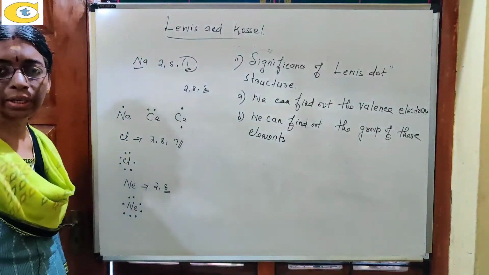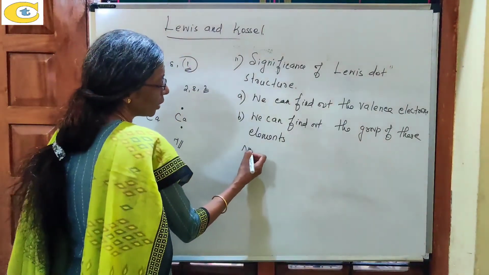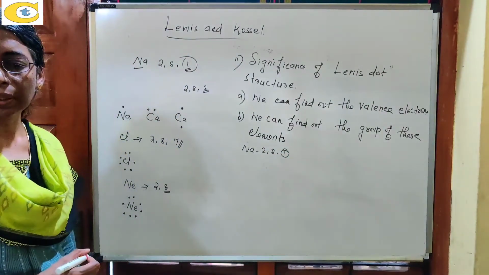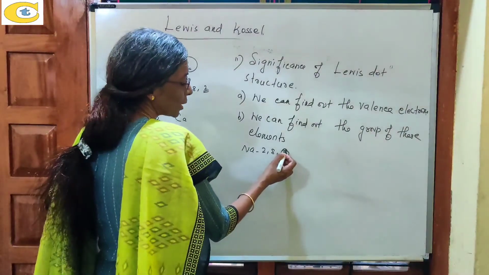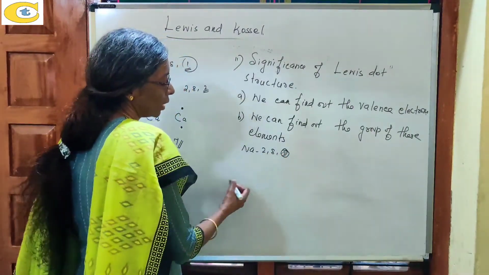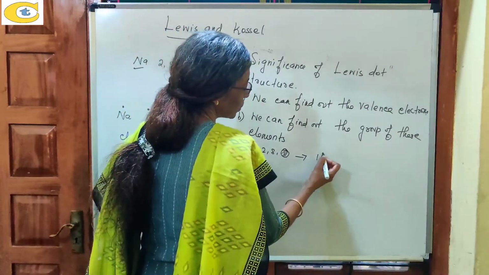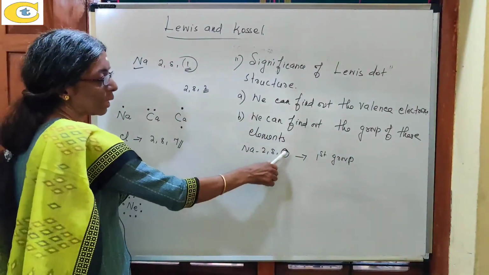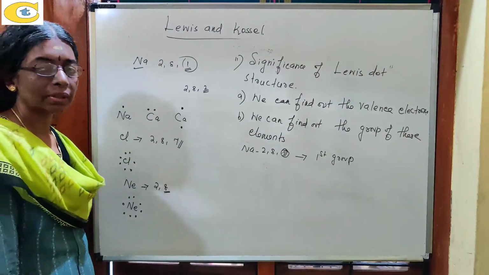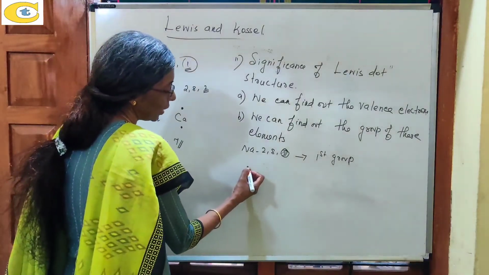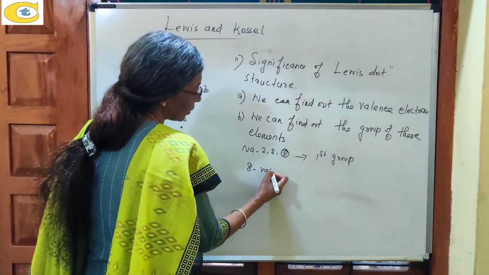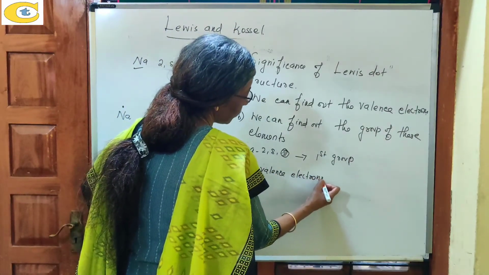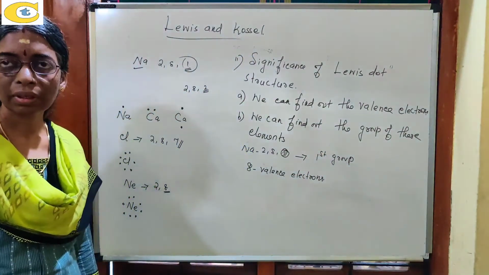For example, we can come to sodium. Sodium is 2, 8, 1. In the periodic table you might have studied, what is happening here? This is the valence electron, so from this we can understand that it belongs to the first group. So the number of valence electrons is equal to the group. Second, 8 minus the number of valence electrons gives the valency. Right?